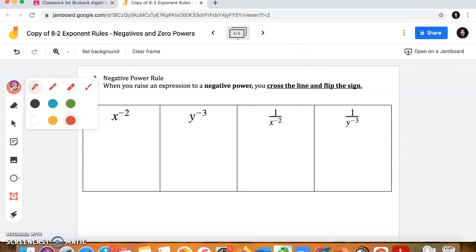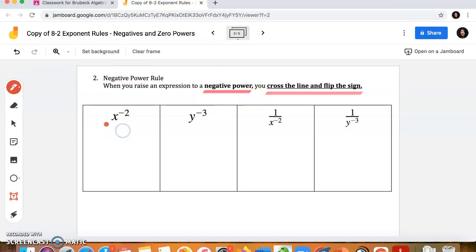For the next set, we have negative powers. Now, I have made this up to try to help people remember. I say cross the line and flip the sign. Basically, whenever you have an expression with a negative power, you have to simplify it. You cannot have an expression with a negative power and say I'm done, it's fully simplified. That's not true. If you have a negative exponent, then you need to do something to simplify it. And I say that you cross the line and you flip the sign.